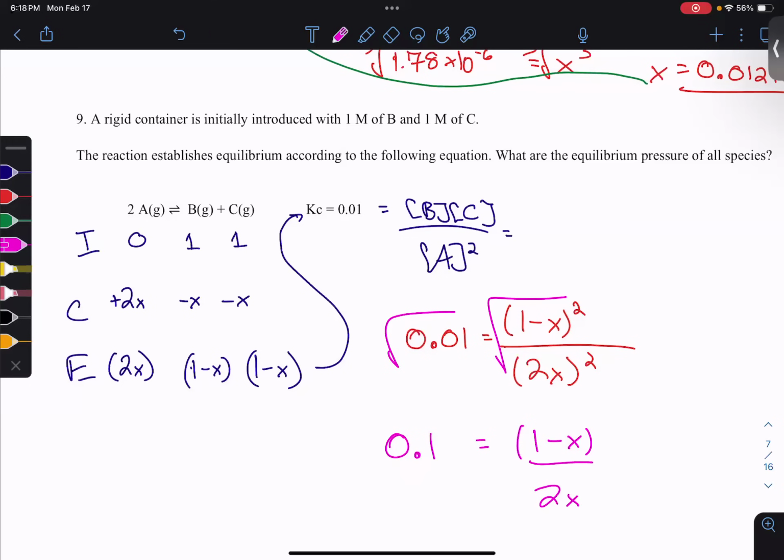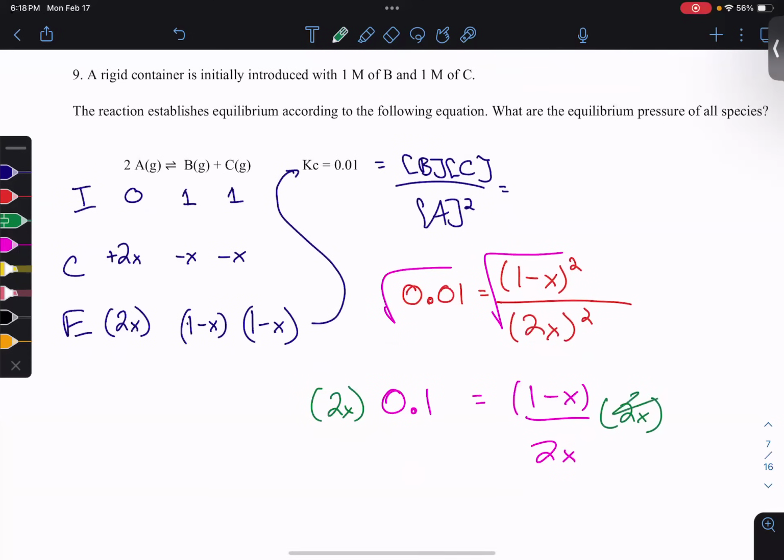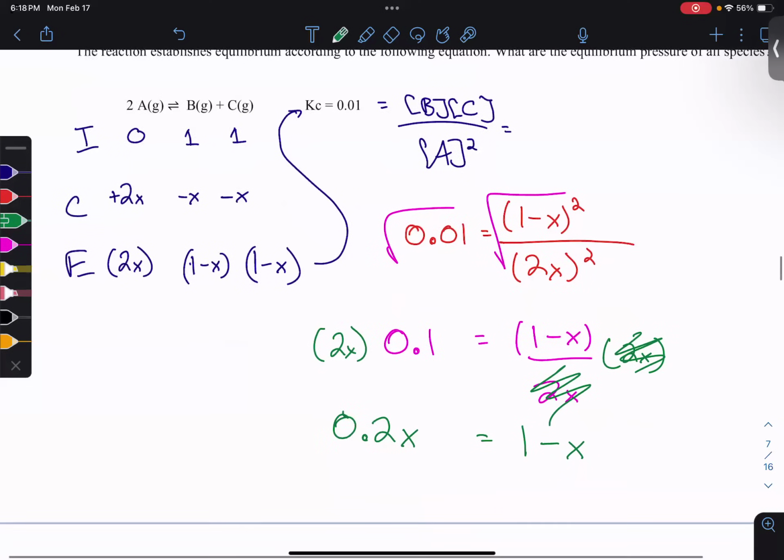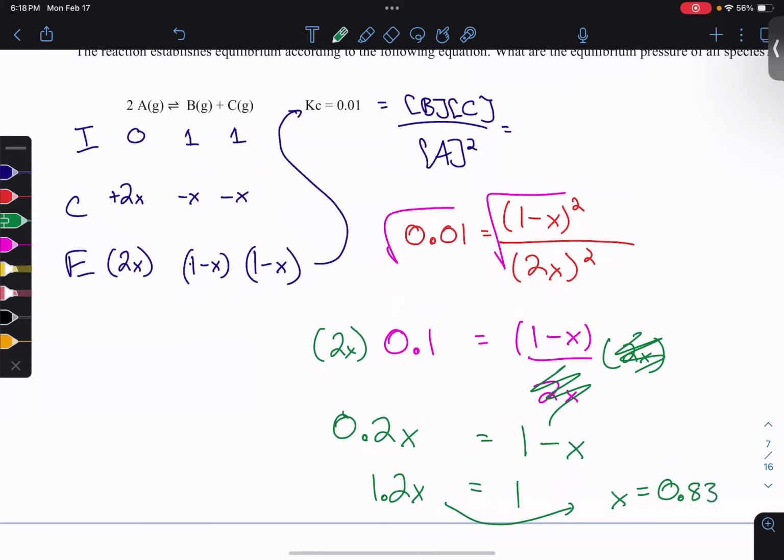We have to move the 2x to the other side, so multiply both sides by 2x, right? So if I do that, then these cancel. 2x times 0.1 is equal to 0.2x, is that right? Equals 1 minus x. Now combine your x's. So what does this become? 1 equals 1.2x. Is that right? And then we can solve for x easily via division. x equals 0.83. What is this, molarity?